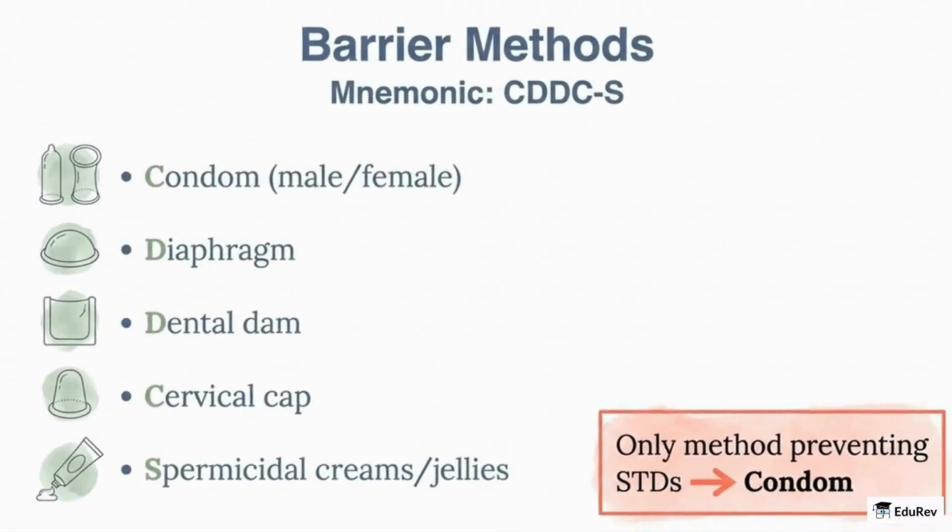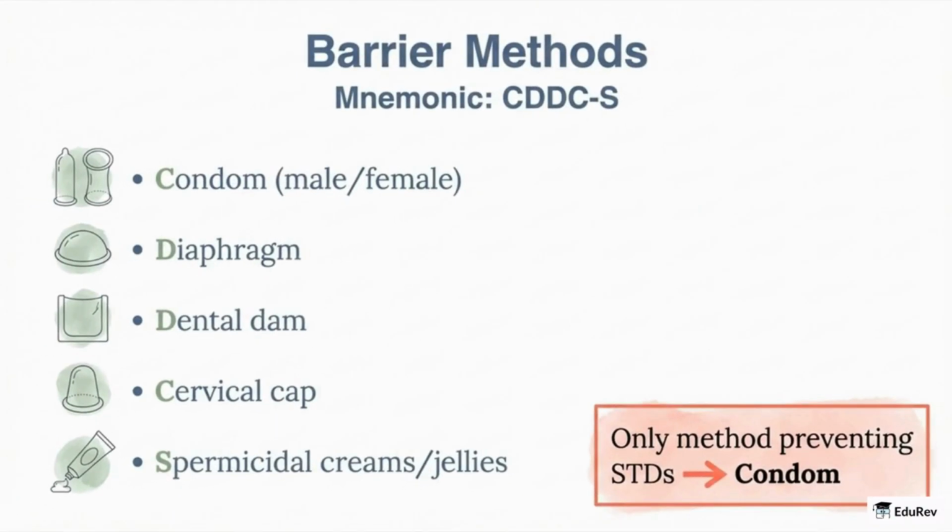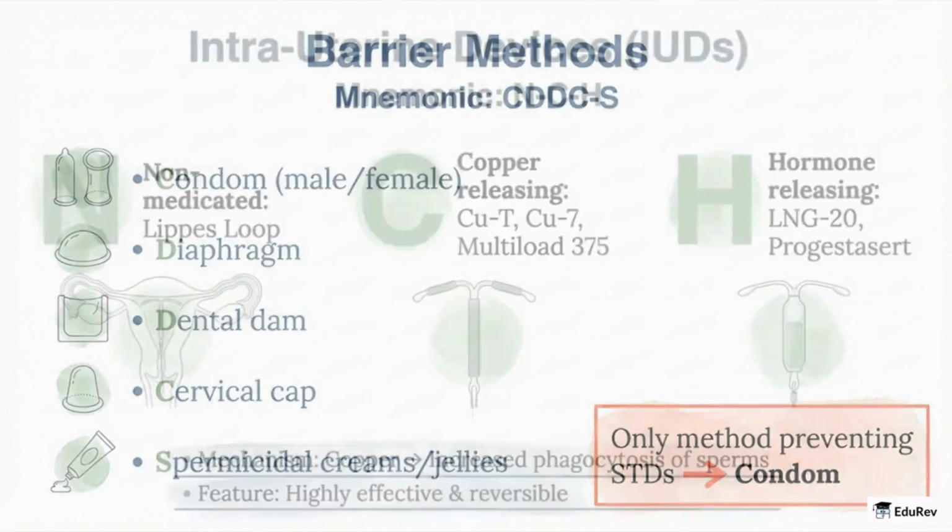Barrier methods are summed up by CDDC S: condoms, diaphragms, dental dams, cervical caps, and spermicidal creams or jellies. Condoms are unique among barriers because they also reduce the risk of many sexually transmitted infections, so they are the only barrier method that protects against STDs as well as pregnancy.